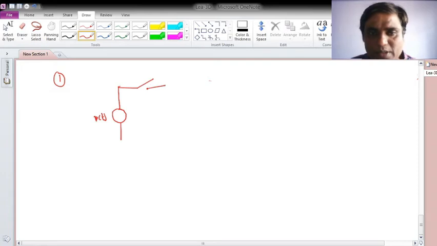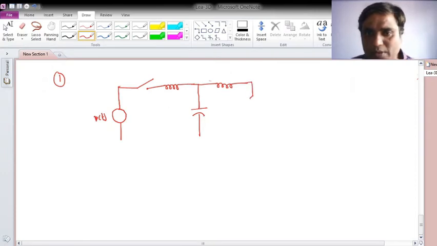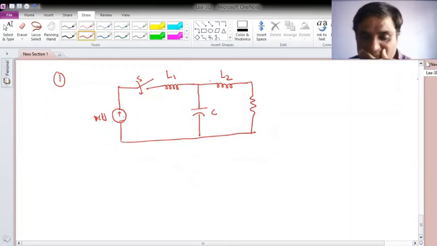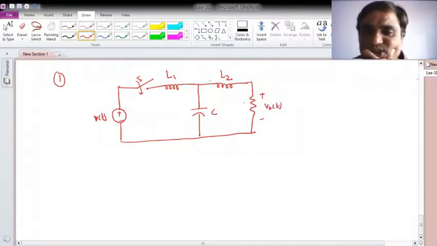Then a switch is connected like this, then there is an inductance, then a capacitance, one more inductance, and then a resistor here. L1, L2 and C here. Suppose this is a switch which will be closed. Okay, and this is plus and minus. Fine. So determine this V0 of t, and say this is my R.